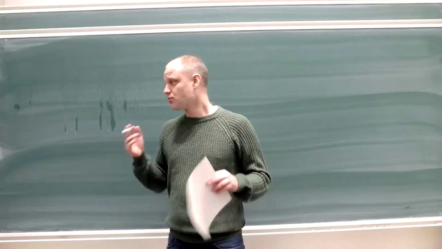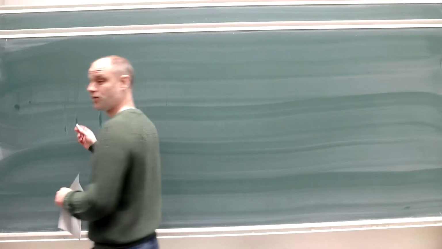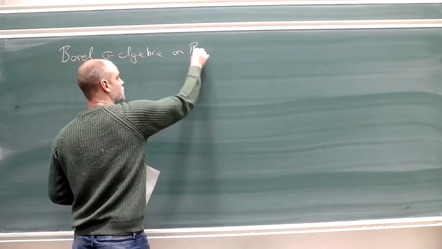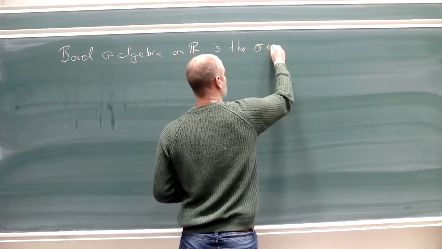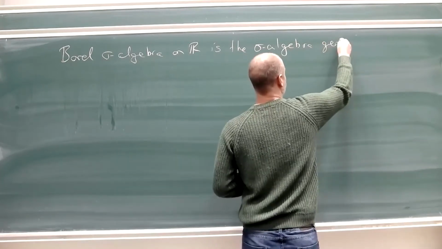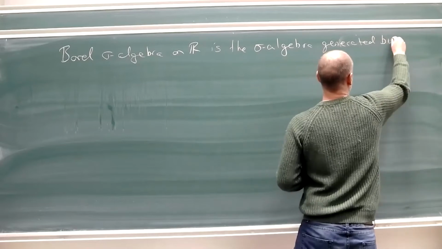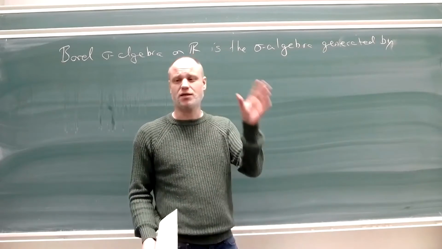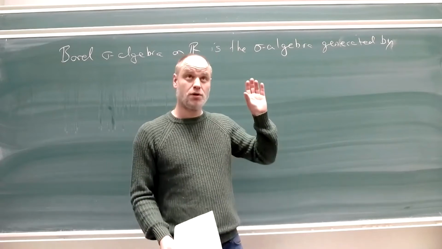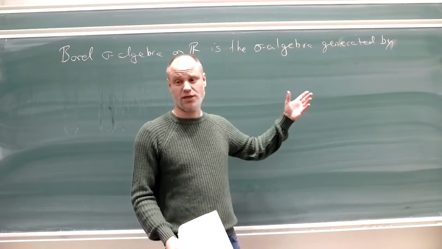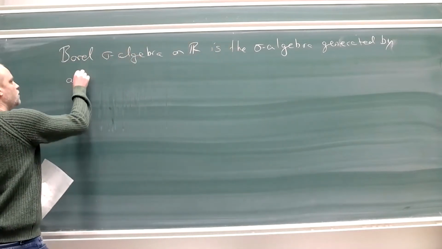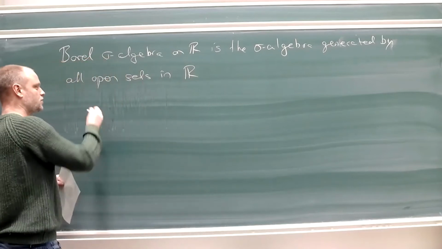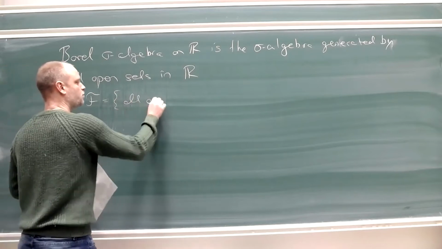This allows us to introduce the first non-trivial sigma algebra, which is called the Borel sigma algebra. It is the sigma algebra generated by, so the previous proposition says there exists a smallest sigma algebra containing all sets of a given family. We say that those sets that we specify generate the sigma algebra. So it is generated by all open sets in R. Okay, so in this example, F is equal to all open sets.